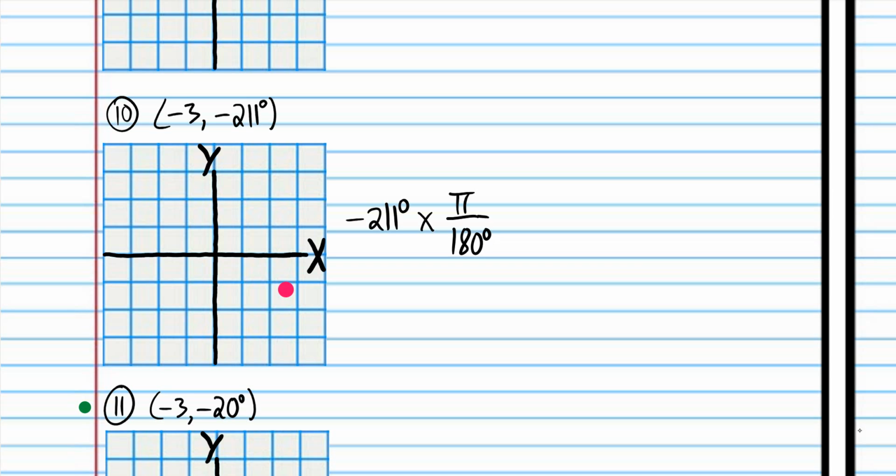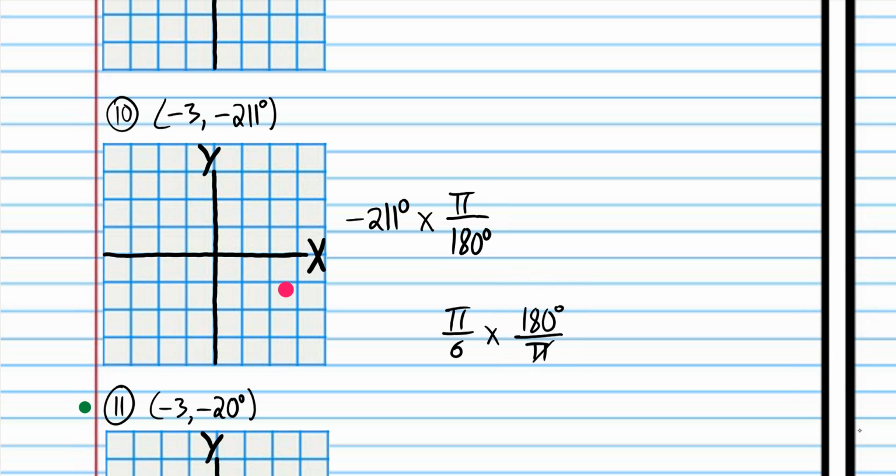Now if we wanted to change radians to degrees, we would flip this. So if you have, let's say, pi over 6 radians and you want to convert to degrees, you would flip this around.